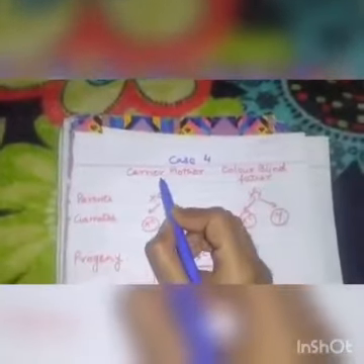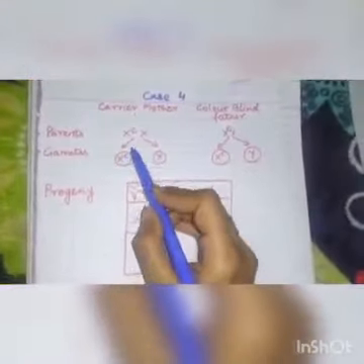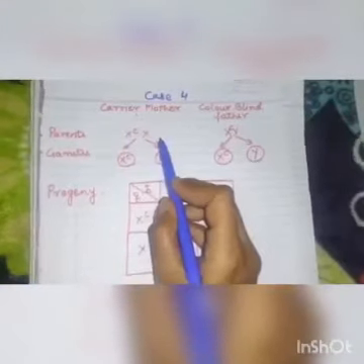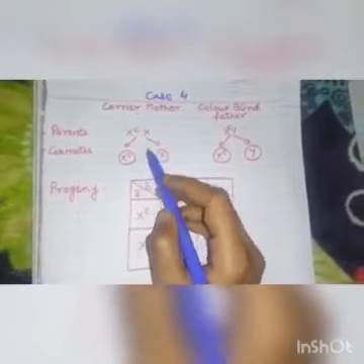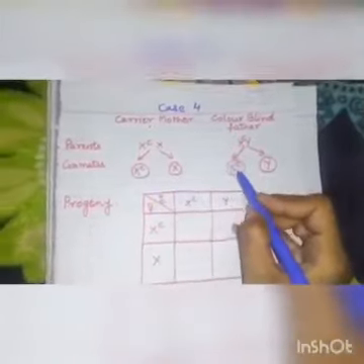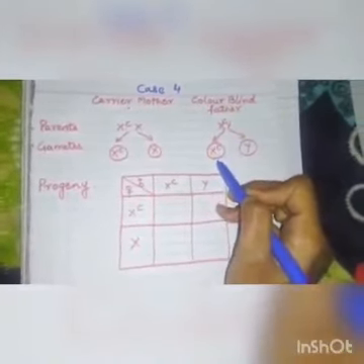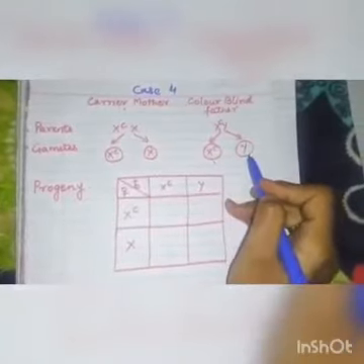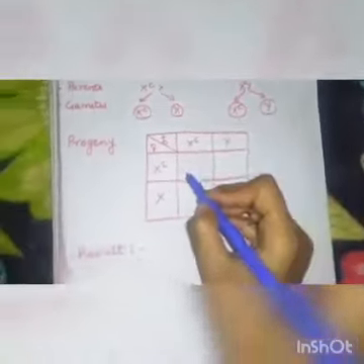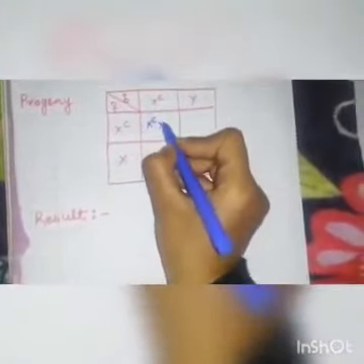Next, we move on to the fourth case, that is the F2 generation of the second one, the carrier mother and the colorblind father. Here the parents are Xc and X because she is a carrier, so only one X is having the colorblind allele and the other X is normal. The colorblind father has only one X, this X having c, and a normal Y chromosome. So the progeny produced: here is the male Xc and Y and the female is Xc and X.